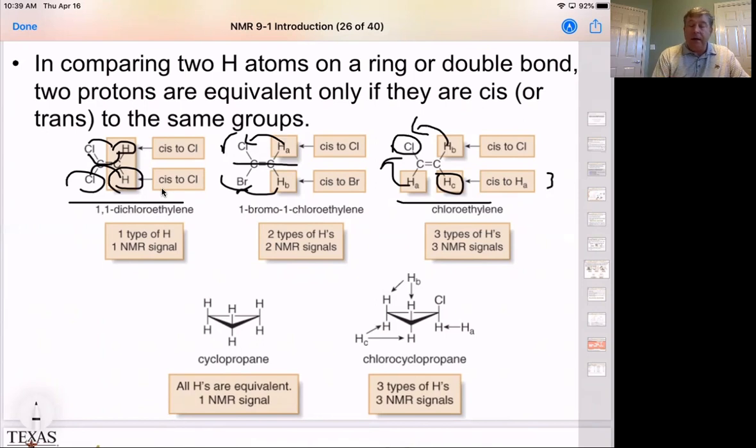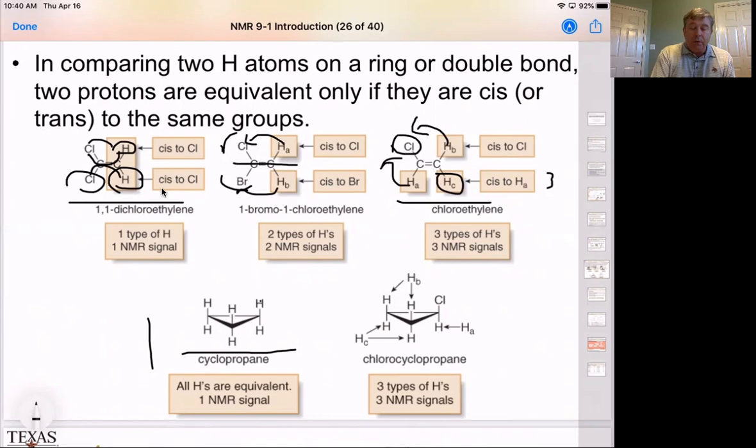All right, now let's look at a ring here at the bottom, for example. If we look at just cyclopropane that's unsubstituted, the top and the bottom are the same. They're all seeing 2 hydrogens each, and therefore they all have equivalent environments, and therefore we get 1 signal for this material here.